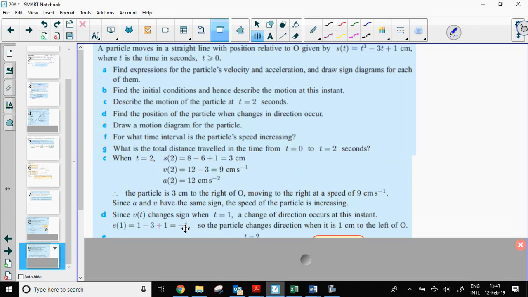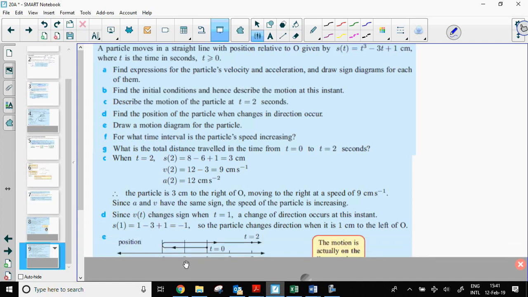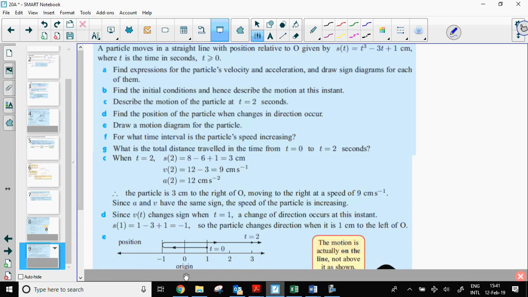Draw a motion diagram. I don't think the IB has ever asked for something like this before, but this is an example of what a motion diagram might be. It's just a way to visualize how this thing is moving over time. So we said it starts 1 unit to the right of the origin, and it starts moving to the left. We know that when it gets to the position negative 1, it turns around, and then it's moving to the right forever and ever after. So that's a motion diagram.